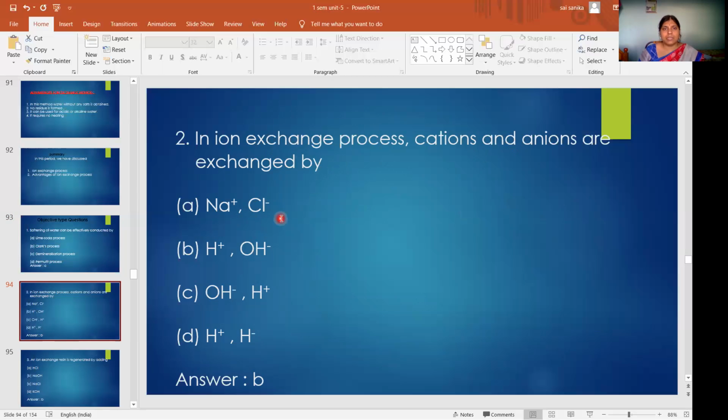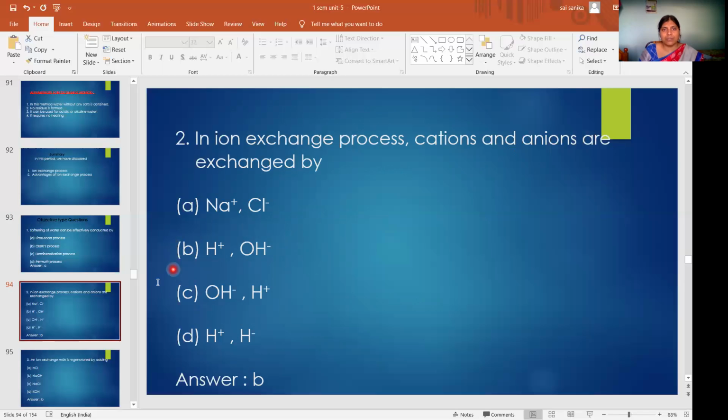Na plus Cl minus, H plus OH minus, OH minus H plus, and H minus. So if you see here, option A, this is wrong. Option D, this is wrong. B and C. Okay. So here first, what are the cations and anions? This cation exchanged by anions. So cations are exchanged by H plus. Anions are exchanged by OH minus. So B is the answer.